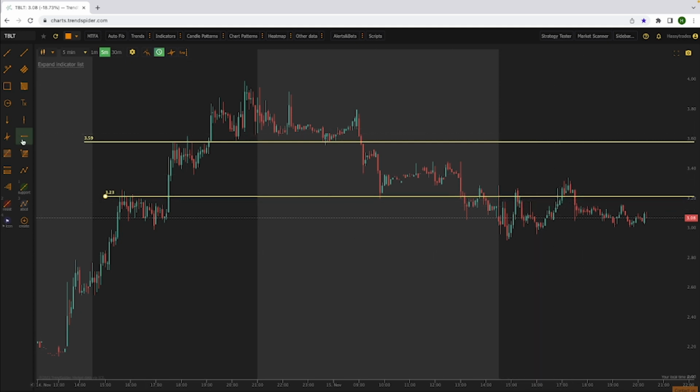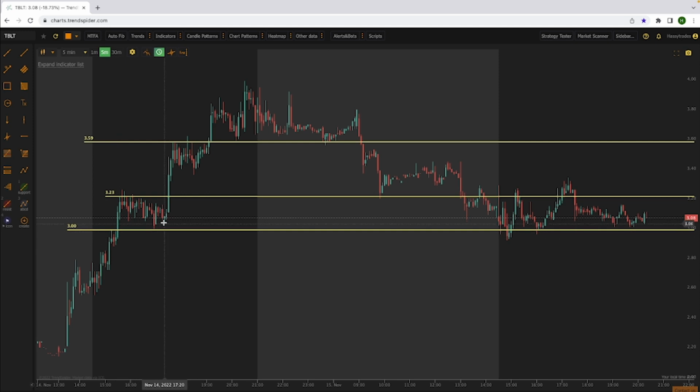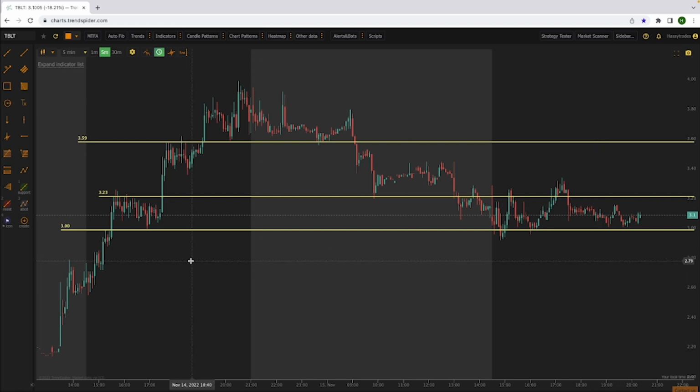Let's draw an area of support on this chart. We've got this area just here acting as support. 1, 2, 3, 4, 5, 6. See, that is a psychological level. That's key to understand with the $3 area.